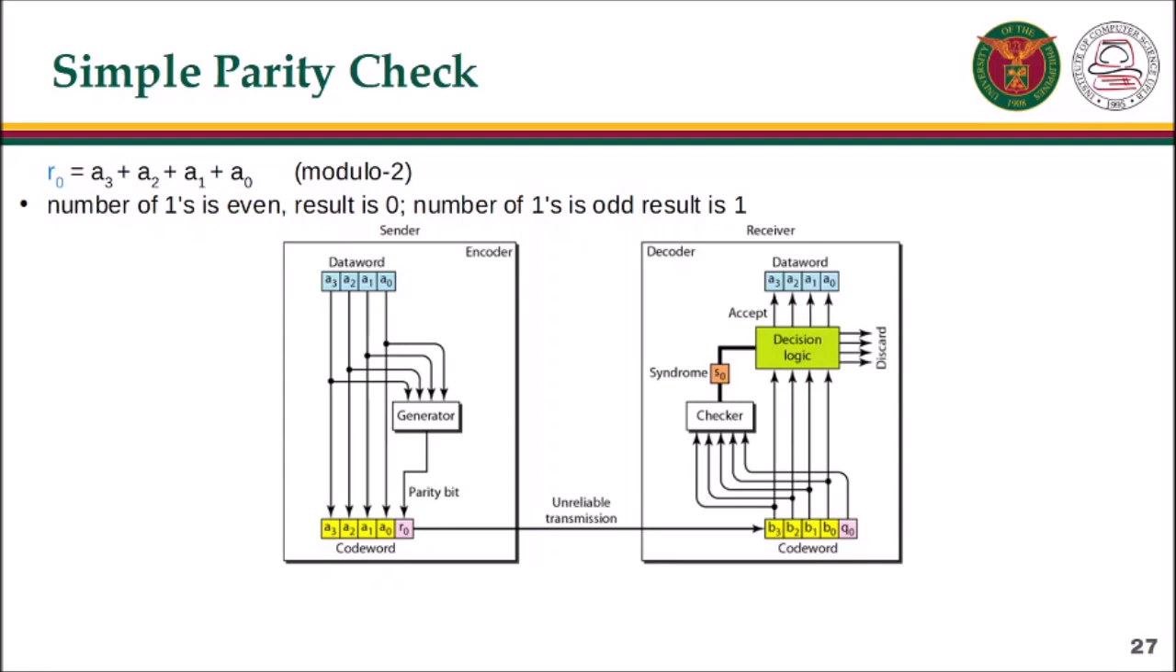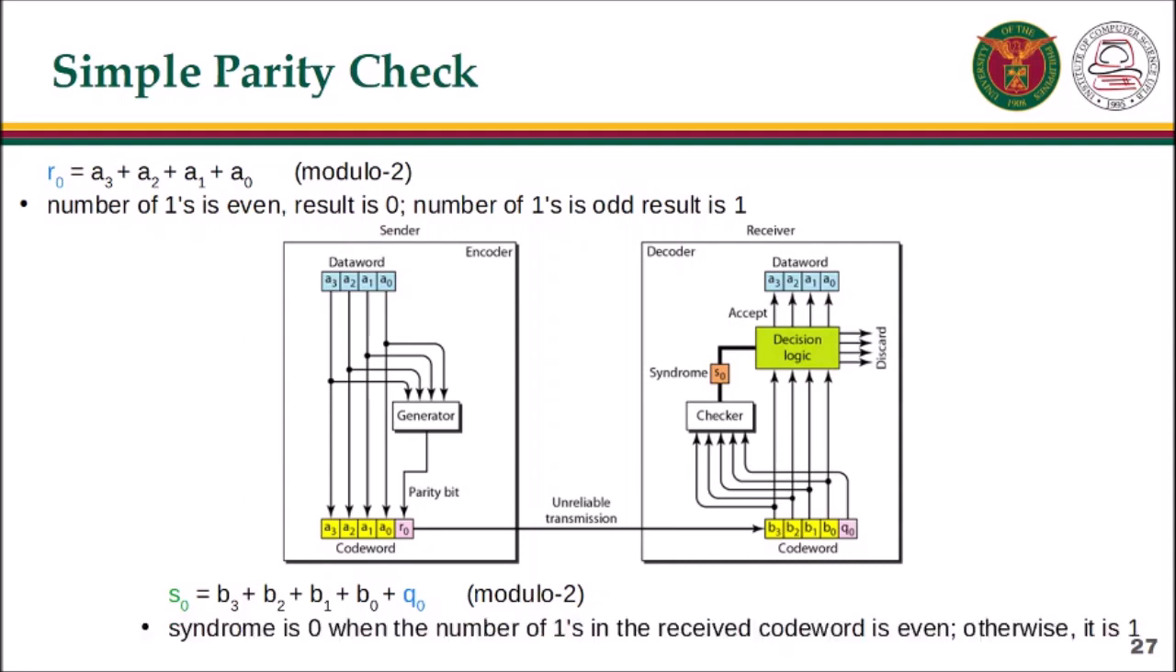The sender sends the code word, which may be corrupted during transmission. The receiver receives a 5-bit word. The checker at the receiver does the same thing as the generator in the sender, with one exception. The addition is done over all 5 bits. The result, which is called the syndrome, is just 1 bit. The syndrome is 0 when the number of ones in the received code word is even. Otherwise, it is 1.